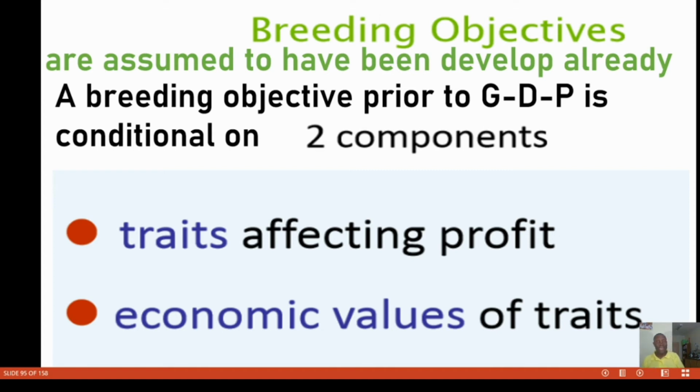So these two components are, one, traits that affect profit. I want to remind us here, if I alluded to the issue of genetic gain being a profit, let's forget that. Rate of genetic gain is of interest to a plant breeder. But the breeding objective here has the condition that a particular trait of interest must affect the profit to a farmer. And then generally, we have the other condition being the economic values of traits.